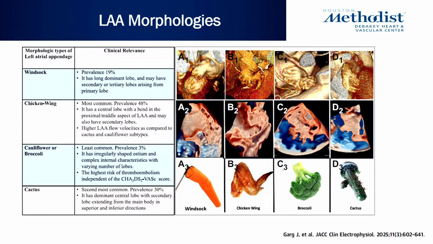The cactus is the second most common with a prevalence of 30%, and it has a dominant central lobe with secondary lobes extending from the main body in the superior and inferior directions.